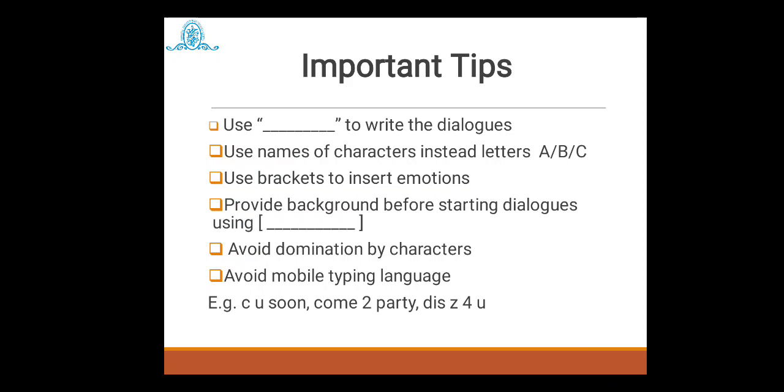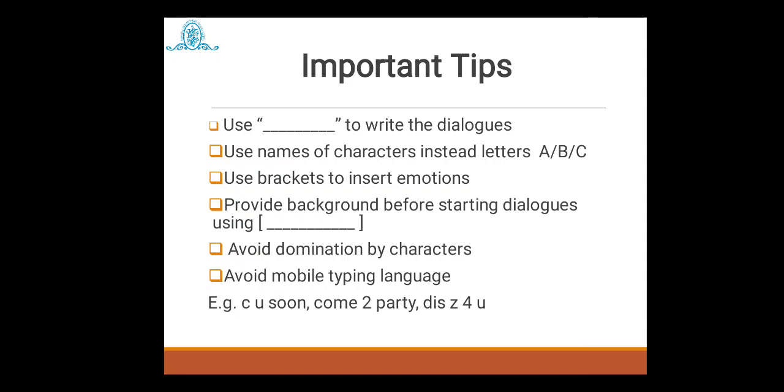If you are writing the name of any person or character, immediately after that you can put the emotions in round brackets so that the reader will realize what emotions are possessed by this speaker. After that, you have to provide background before starting dialogues. I come to this point. Many of the times, we start dialogue writing very directly. But my suggestion is to make your dialogue presentable and easy to understand. Then you have to provide the background.